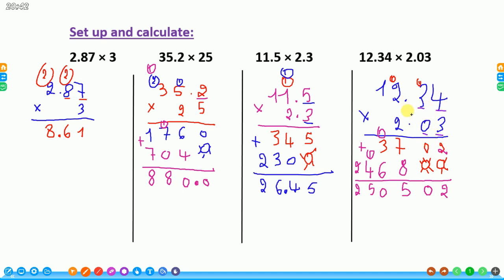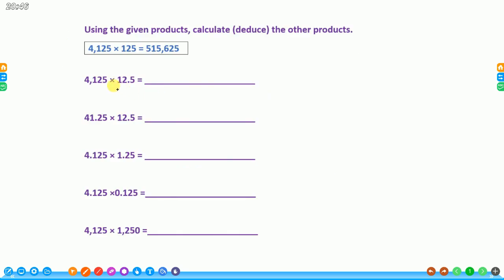So here be careful, I don't place the decimal point here, it's wrong. I need to count the total number of digits after the point in both numbers. In total I have 4 digits. In my final answer I must have after the point 4 digits. So to have 4 digits I need to put the decimal point between the 5 and the 0. And my answer is 25.0502.